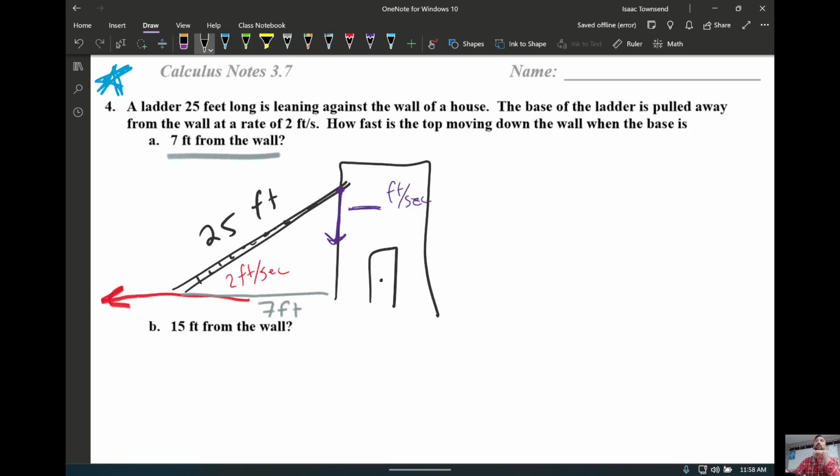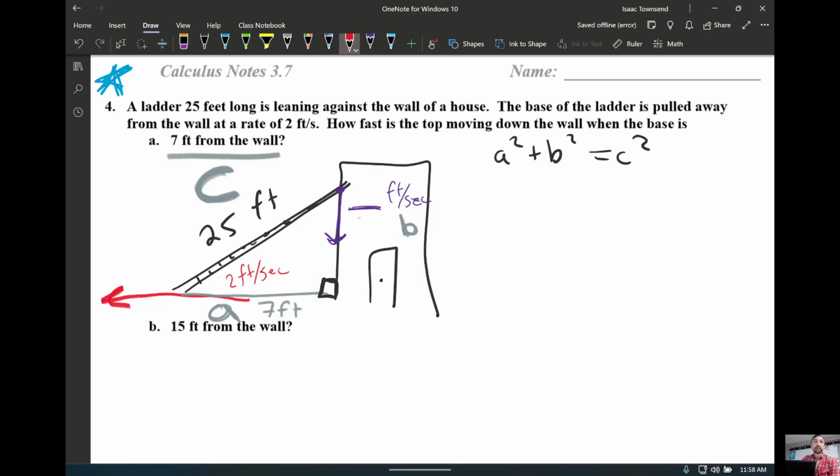Okay, and then that is correct. More specifically though, a right triangle. And what's a very common formula for right triangles? Pythagorean theorem. Pythagorean theorem related rates are the most common type. So a squared plus b squared equals c squared. C has to be your hypotenuse. Call one of the legs A, one of the legs B. It doesn't matter which one is A, which one is B, but the C has to be the hypotenuse.